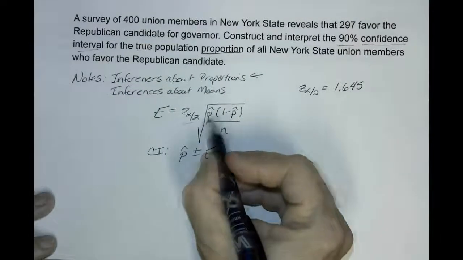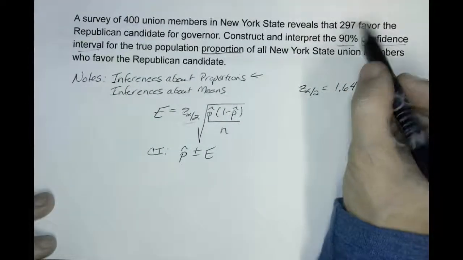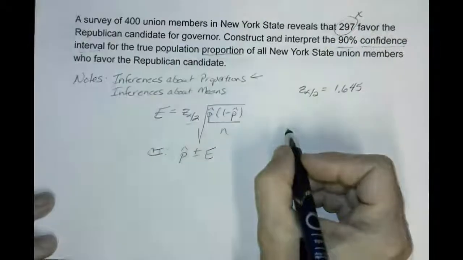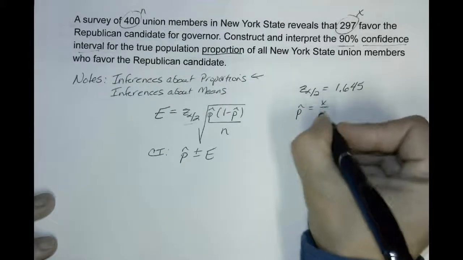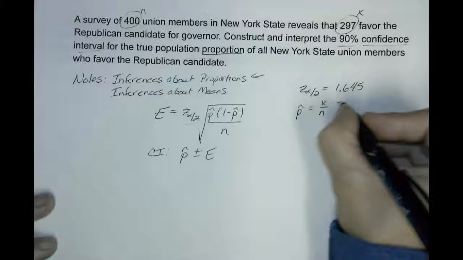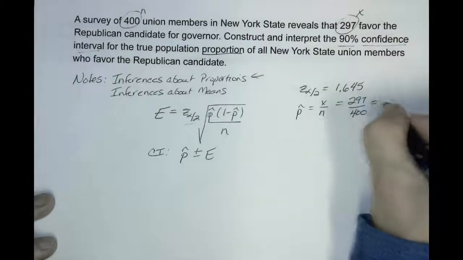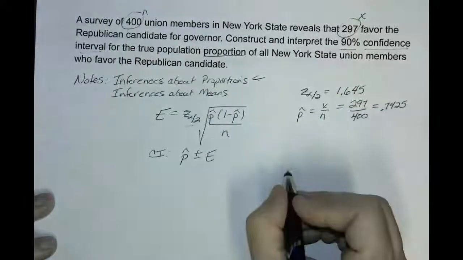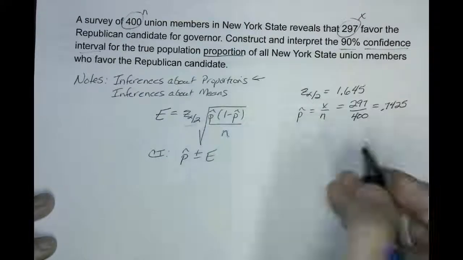Then for our p hat, sometimes they'll give you the percentage or the proportion for the p hat. In this one, they didn't. What they gave you was the x, the number of successes, and they gave you the n. So to find the p hat for this one, you have to take x and divide by n. That would be 297 over 400. And if you calculate that out, it turns out to be 0.7425. So we're going to plug all of those things into this formula.